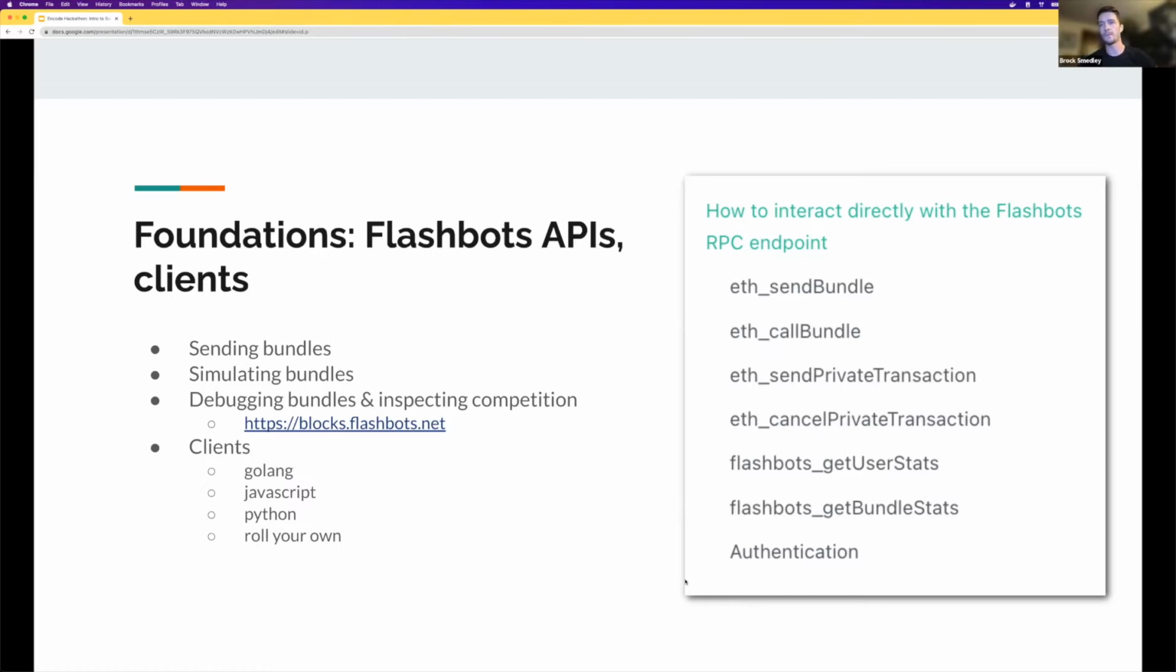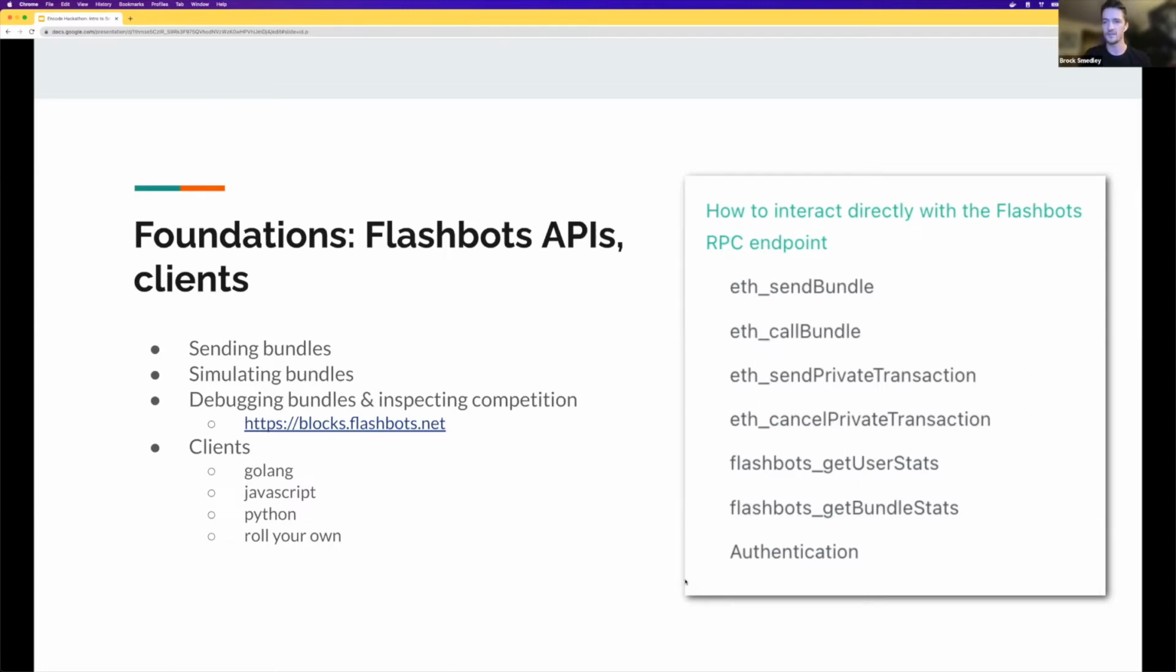And then we've also got private transactions. For instances where you only need to send one transaction, but you want it to be private, like a bundle would be, you can use these methods: send and cancel private transaction. This is basically a shortcut way to send a single transaction to Flashbots miners. Then we have a couple of Flashbots specific methods: get user stats and get bundle stats.